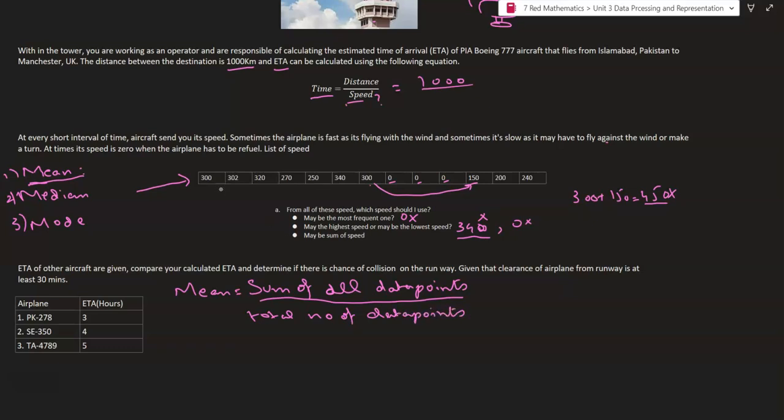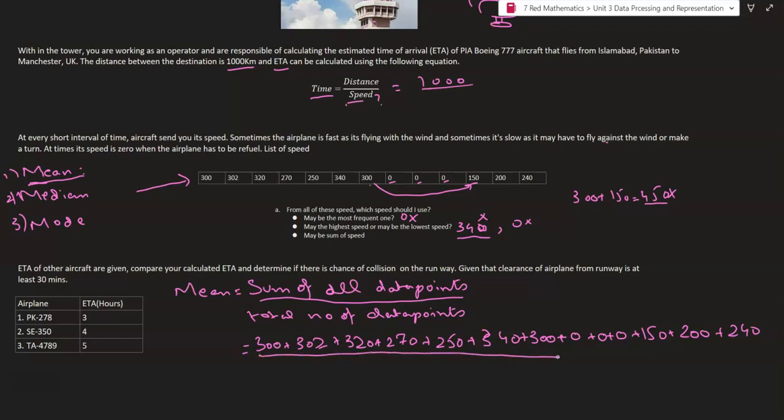The values of the data points are these, and I have to sum all of them. That equates to 300 plus 302. Just write it quickly: 320, 270 plus 250 plus 340 plus 300 plus 0 plus 0 plus 0 plus 150 plus 200 plus 240. And so these are all the values that I've added.